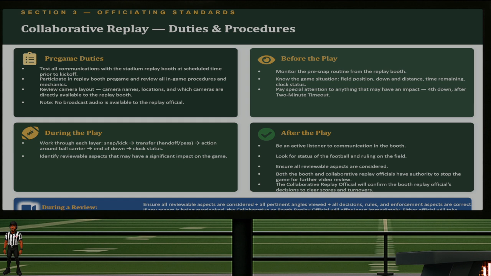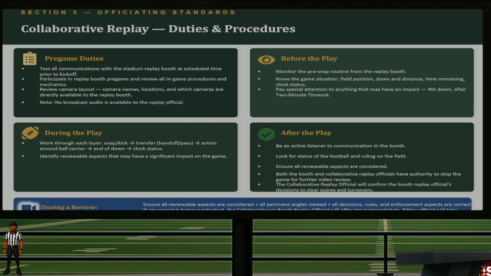Phase 2, before the play. Monitor the pre-snap routine from the replay booth. Know the game situation at all times. Field position, down and distance, time remaining, and clock status. Pay special attention to anything that may have an impact on what happens next. Fourth down situations. Plays following the 2-minute timeout.